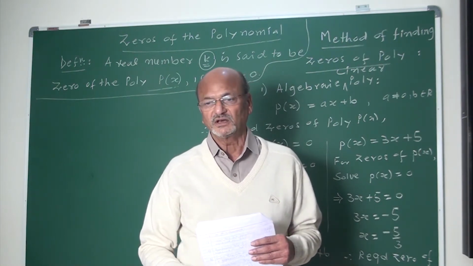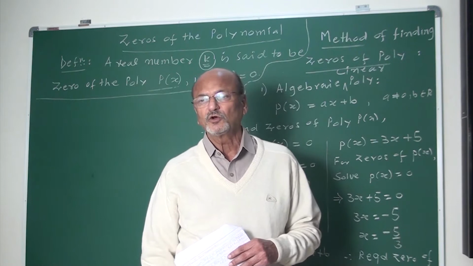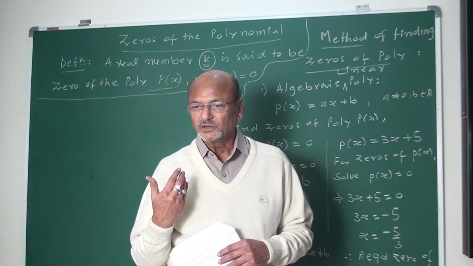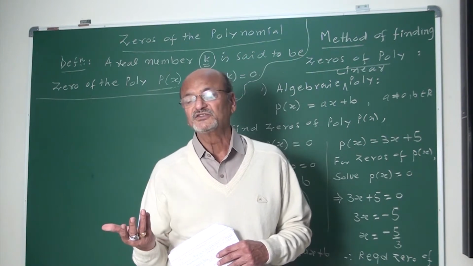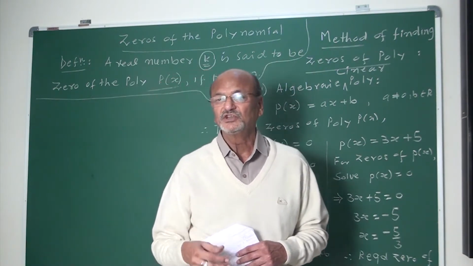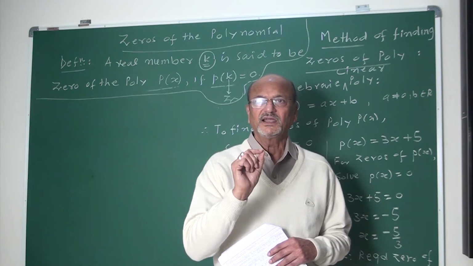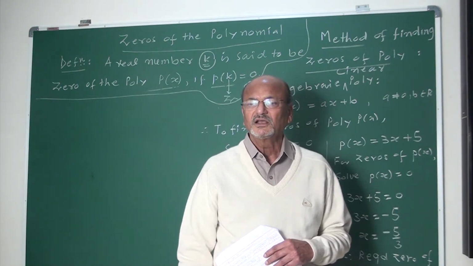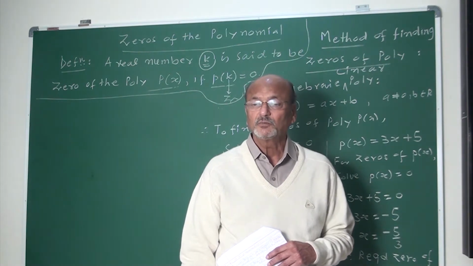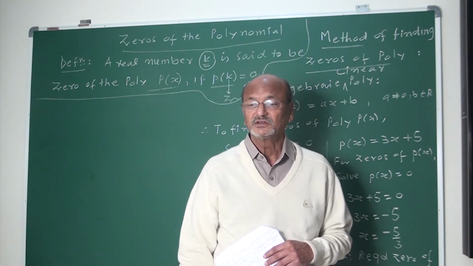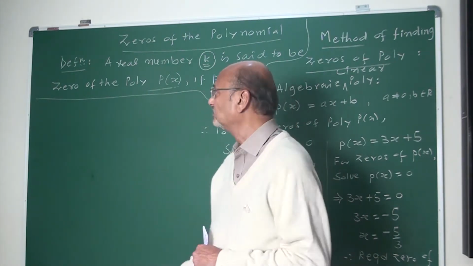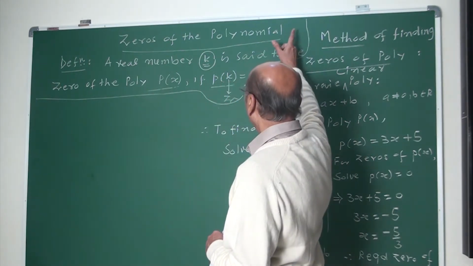Value of the polynomial. While finding the value of the polynomial, there are 2 types: the value where it becomes 0, and where it becomes other than 0. When it becomes 0, that becomes the highlight of this chapter. A value of x at which polynomial p(x) is 0, that particular value of x is said to be a zero of the polynomial p(x).